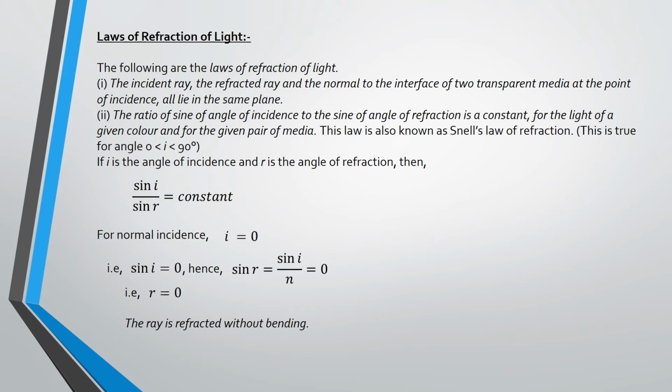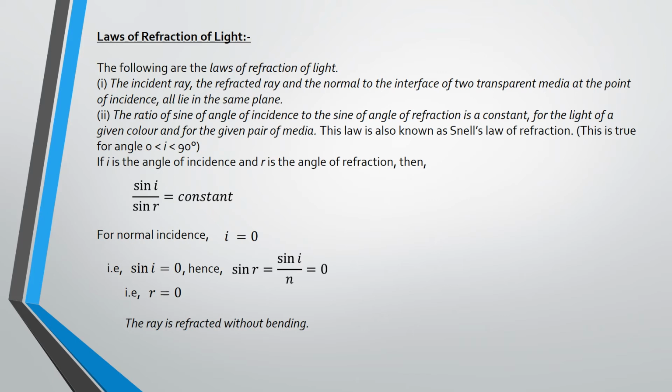This is true for angles i between 0 and 90 degrees. So if i is the angle of incidence and r is the angle of refraction, then sin i by sin r equals constant. For normal incidence, i is equal to 0, that is sin i equals 0. Therefore, sin r equals sin i by n equals 0. That is, r equals 0. The ray is refracted without bending.